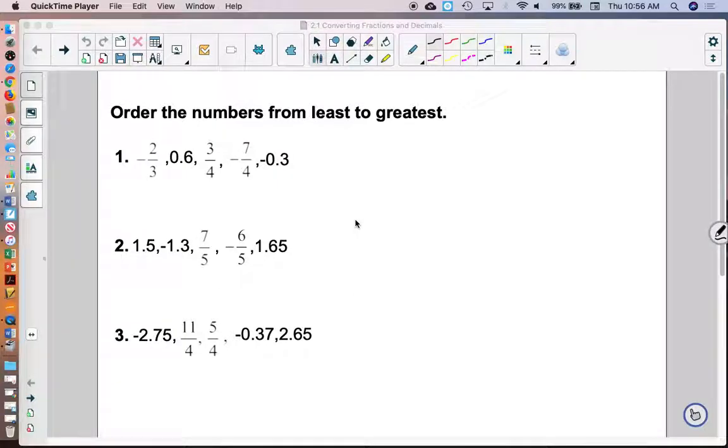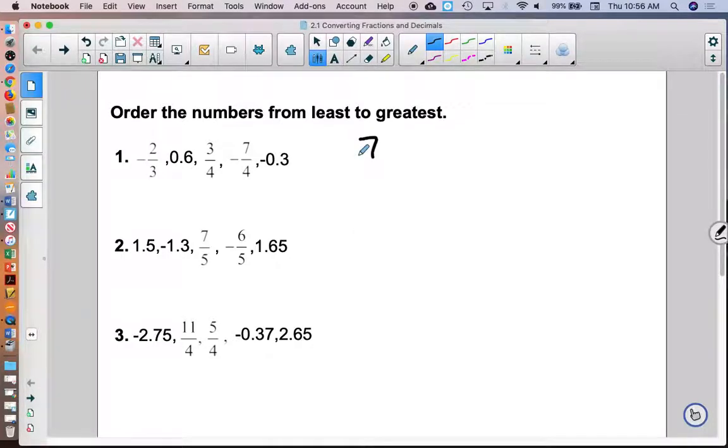Smallest one, do you think, Justin? 7/4, -7/4. This is what Justin thinks, and that's fine, okay? What do you think comes next? What do you think comes next, Chloe? What do you think is going to come next? What do you think?